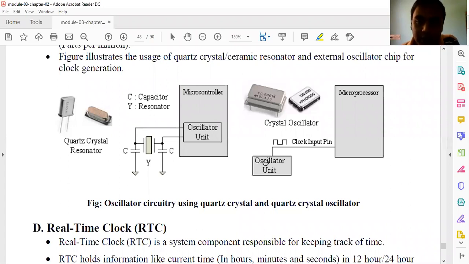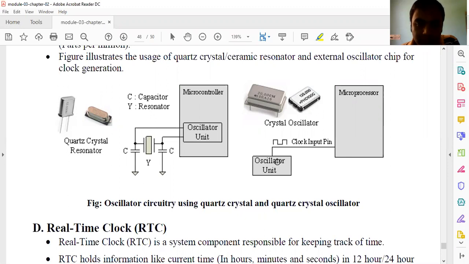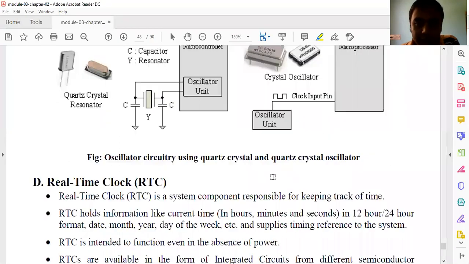Or sometimes the oscillator unit is external to the microprocessor, it will generate the clock signals, and that is fed as input. For example, 8085 is one such kind of microprocessor where the oscillator unit is generated externally, right? Yes, even most of the processors have oscillator unit externally.